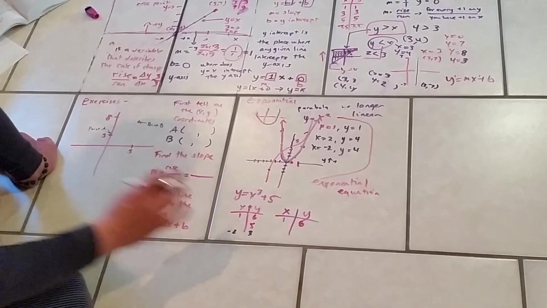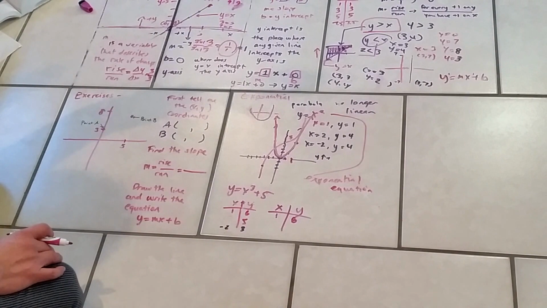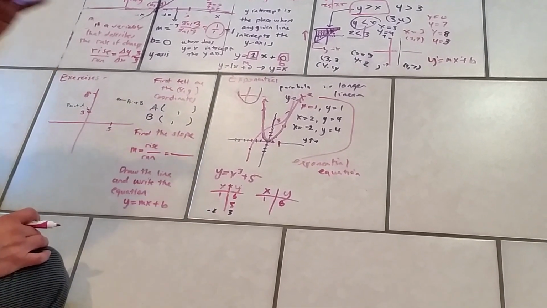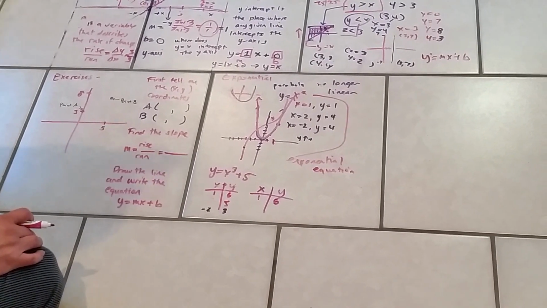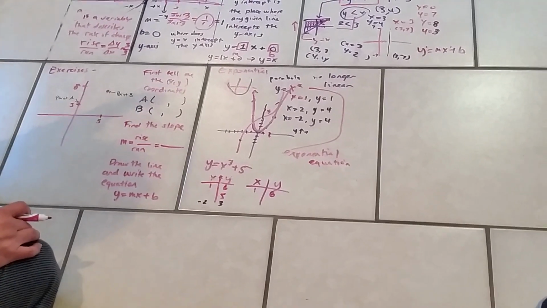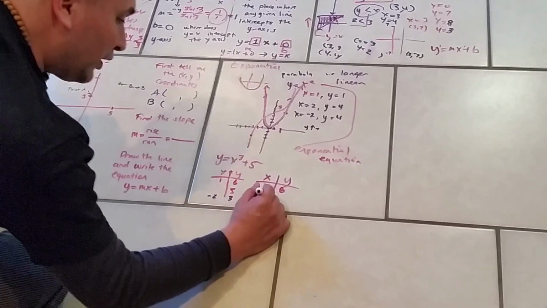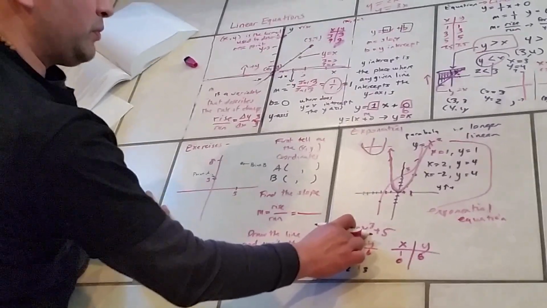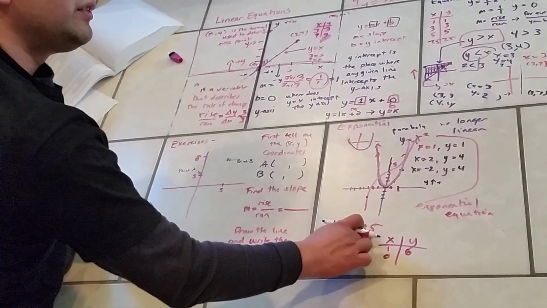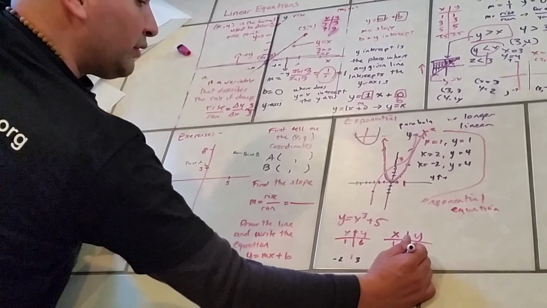Now, whenever I build a table, I always want to use a positive number, 0, and a negative number. Do you want to know why I use 0 for x? Because that's called the y-intercept. Then I can use that point to draw the graph. So I'm going to use 0 for this one. So if x is 0, 0 to the third power is what? 0. Plus 5 equals? 5.